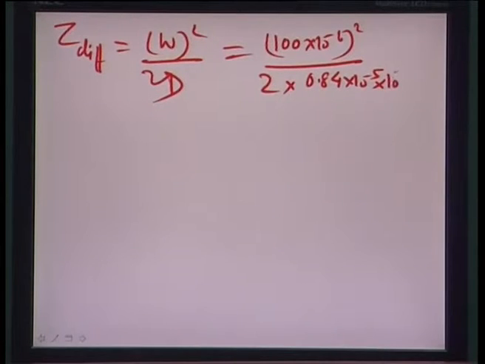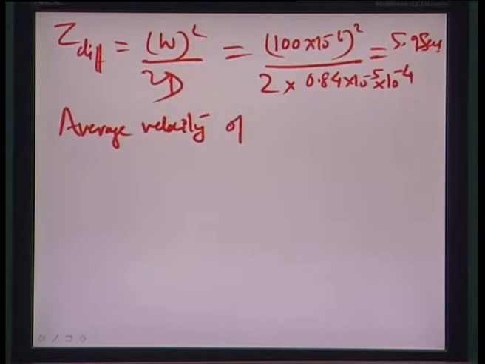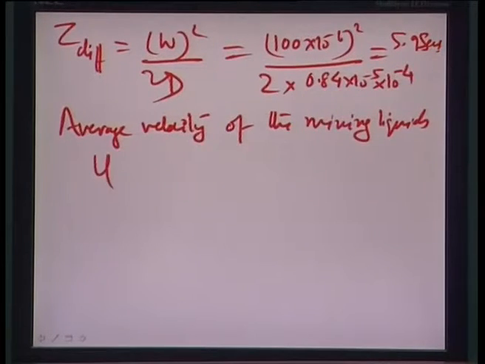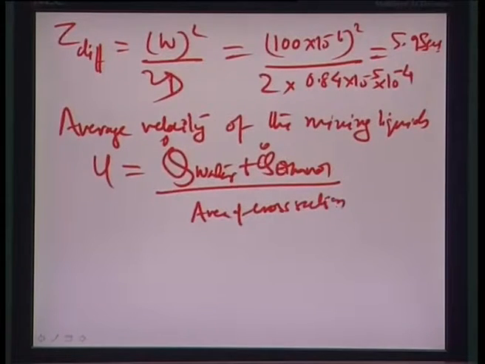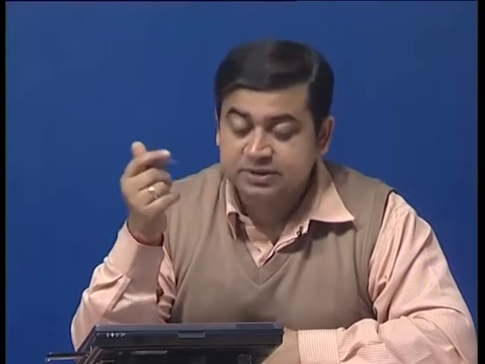If you want to convert this into meter square, I have to multiply by 10 to the power minus 4. And so this comes out to be equal to 5.95 seconds. And if we consider the average velocity of flow of the mixing liquids, so essentially U in this case is equal to the flow rate of water plus the flow rate of ethanol divided by the area of cross section of the channel, okay. Velocity of flow is equal to the volume rate of flow divided by the cross sectional area, in meters per second, in which the flow would move.